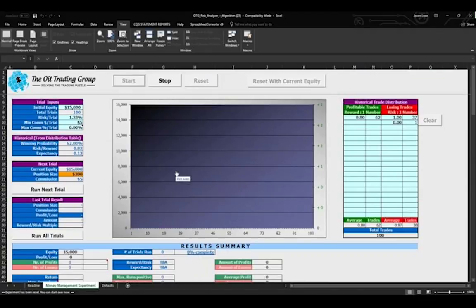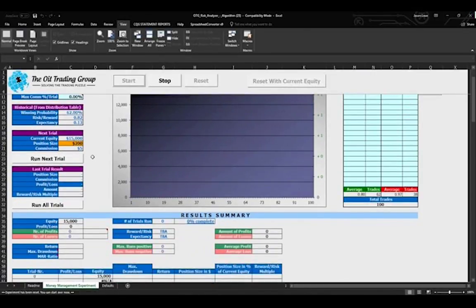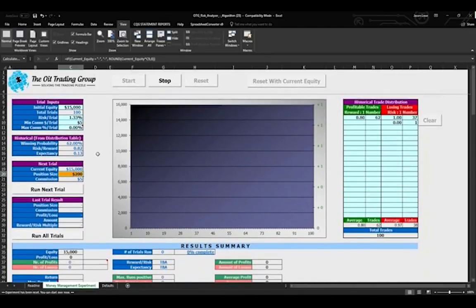So if you click start, you'll see here that the initial equity was $15,000. Your risk per trade is 1.33%. Your winning probability is 62%, and your position size is $200 worth of risk. Okay, so just to keep in mind, that could be 4 lots on 5 ticks on the CL. That could be 1 lot at 4 points on the ES, and you could pick out your instrument to get to $200 worth of risk.